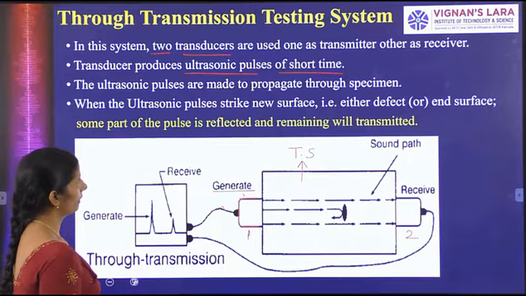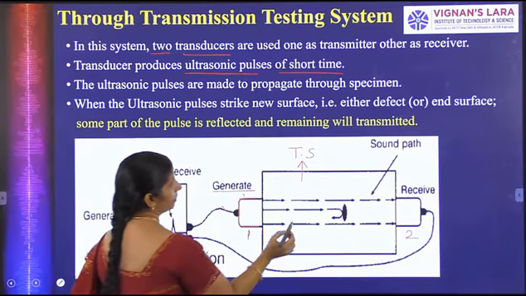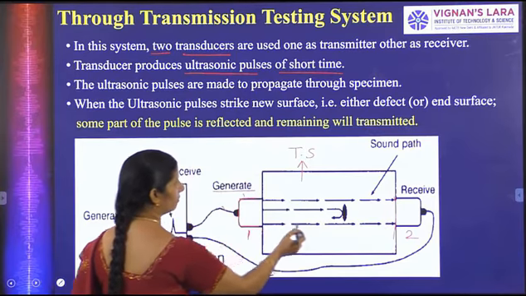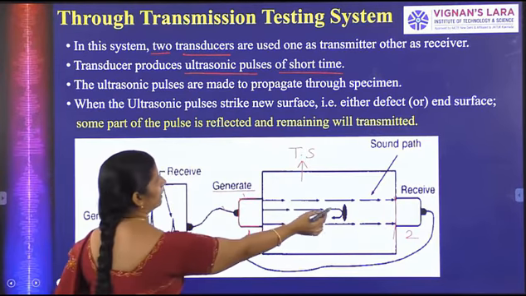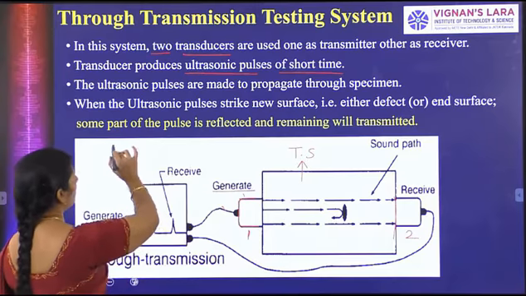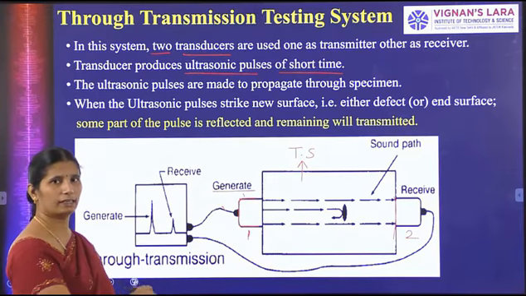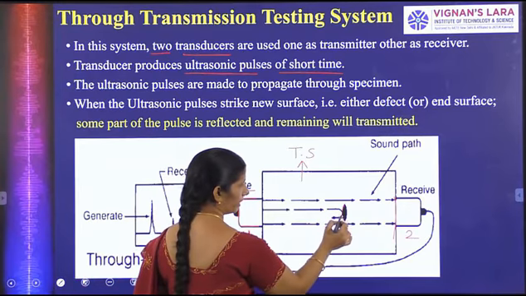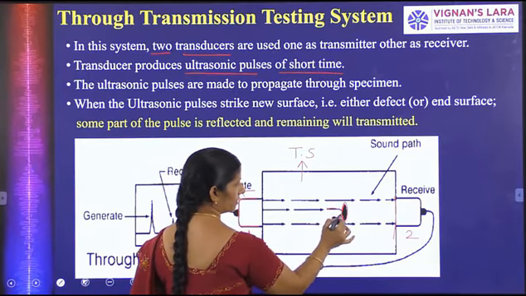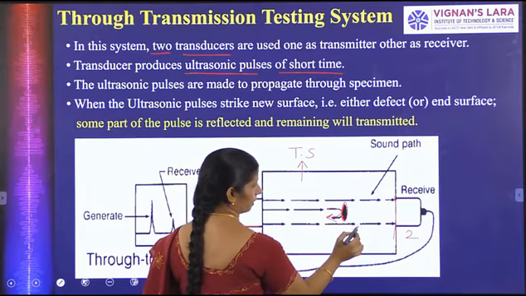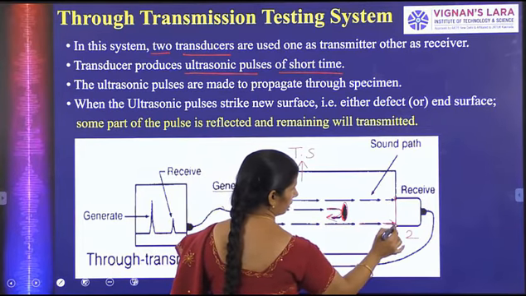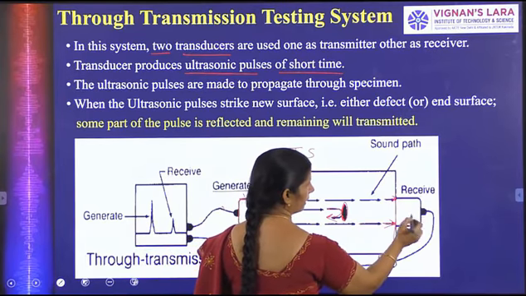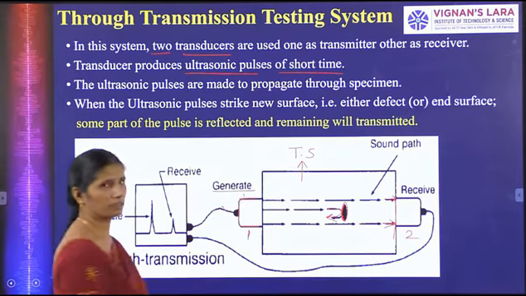When the ultrasonic pulses strike the surface, that is either the defect surface or the end surface, some part of the pulse is reflected and the remaining will be transmitted. Here if the ultrasonic wave strikes the defect, it is reflected. Or if it reaches the end surface, it will be transmitted and it is received by the receiver.